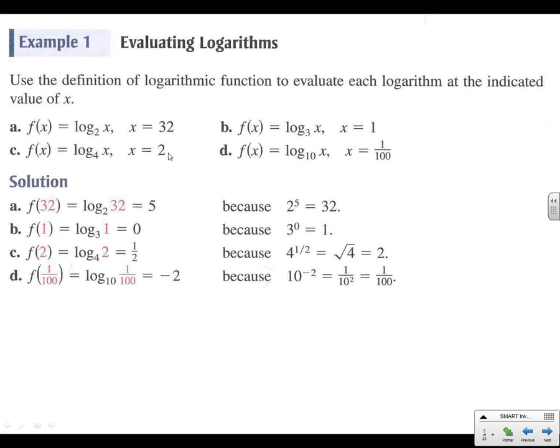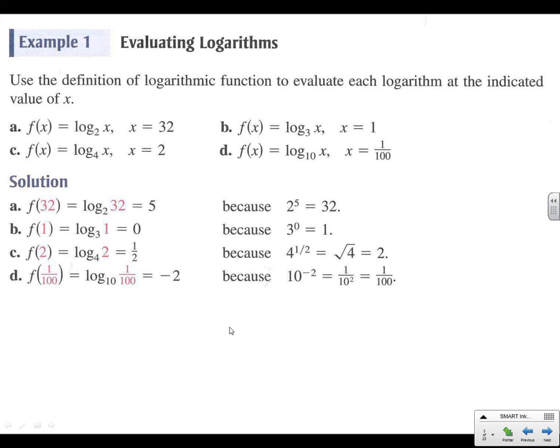I start at 4 and I end up at 2, so I must take the square root if I'm going from 4 to 2. And the way we write square roots is with fractional exponents, with the half. 4 to the 1/2, or the square root of 4, gives me 2. And same thing here, I want to start at 10 and end up at 1 over 100, so I'm flipping it over. It must be negative. And then how do I go from 10 to 100? 10 squared is 100, but since I'm flipping it over, it must be 10 to the negative 2. All right, so that's what we're up to here for our basic log problems.